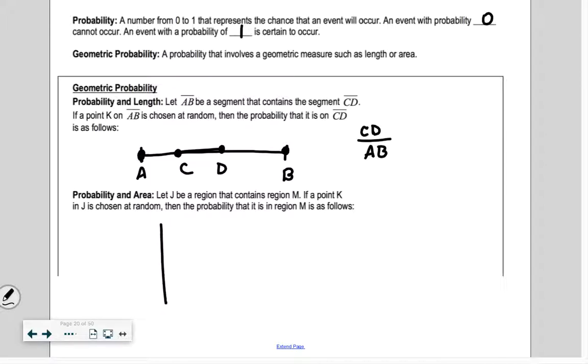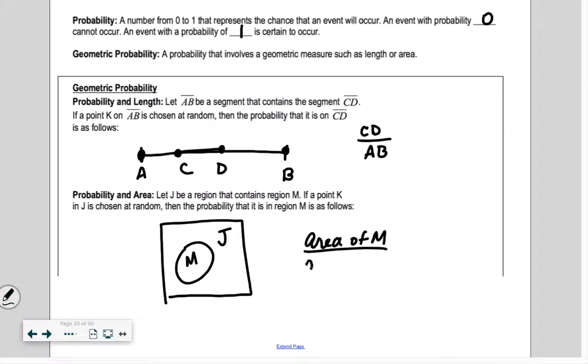So let J be a region that contains region M. If I randomly choose a point K and I put it inside there, boop, like that, what's the probability that my point lands on the inside of M? Yeah, exactly. The area of M divided by the area of J. Okay, so that's what we're going to be doing. We're going to find different areas and we're going to divide them out.